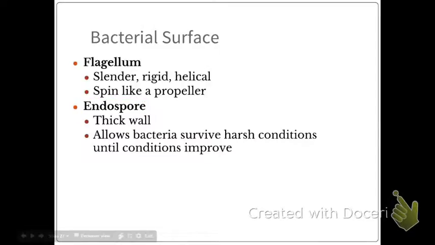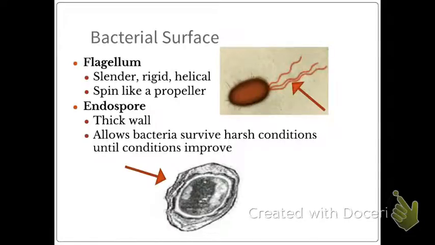An endospore is a thick wall, and it allows a bacteria to survive harsh conditions until conditions improve. So kind of like a hibernation tool, if you will. Here's an example of what a flagellum looks like off the back of a bacteria. These little guys right here are pili too, so it's not that it has to be one or the other. They can definitely have both.